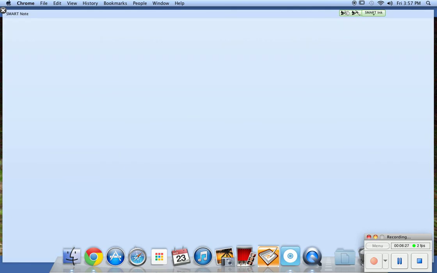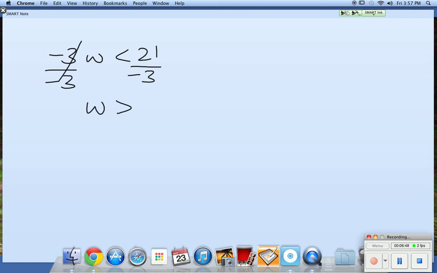Let's do one that I'm not putting all the numbers in for. Let's say negative 3w is less than 21. I know that I'm dividing through by a negative number, so my sign is going to change. So w now is greater than negative 7. And then I'd turn around and graph that one on a line graph.